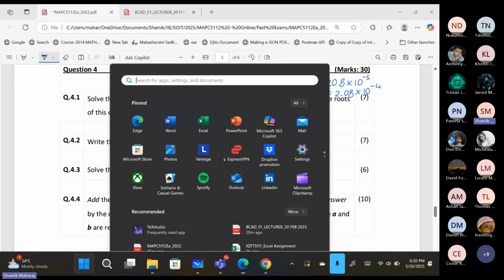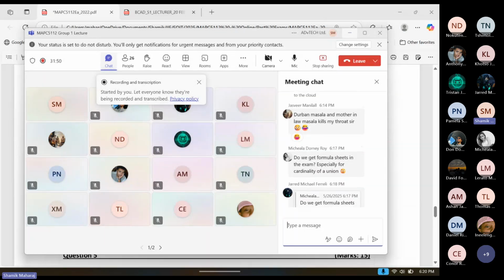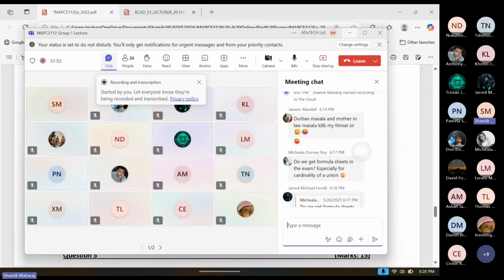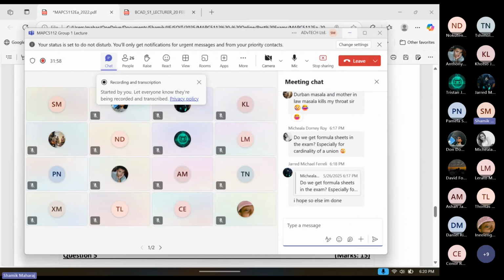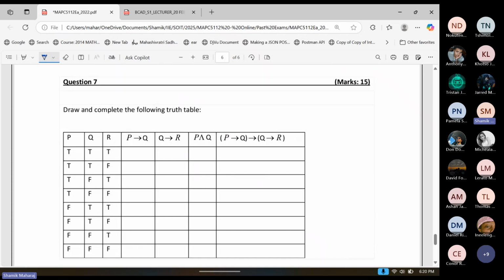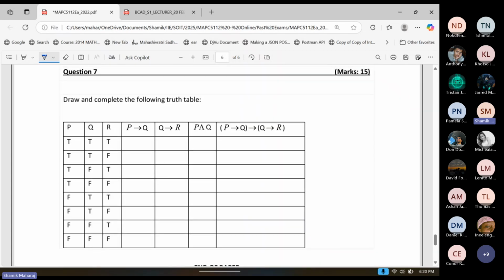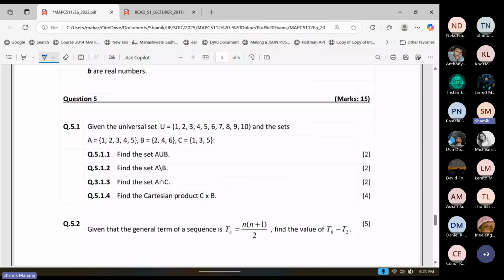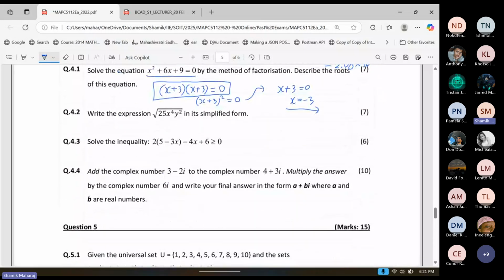Let's quickly jump into the chat and see if everyone's okay. Do we get a formula sheet? I don't think we get a formula sheet here. I mean, we have an exam paper here. We can check if there's anything at the end. I doubt it. Yeah, there's nothing here. So those little formulas, unfortunately, we have to memorize them. And I hate memorizing, but yeah, that's the thing.